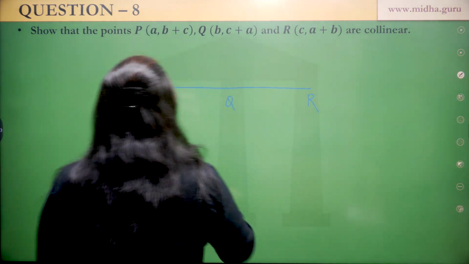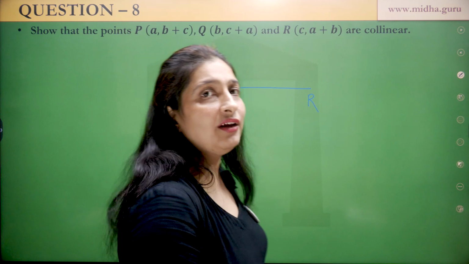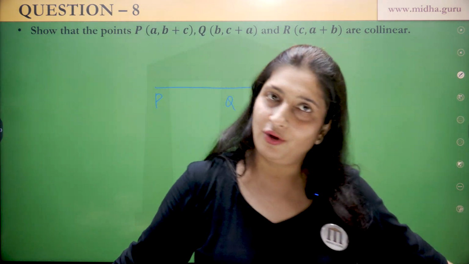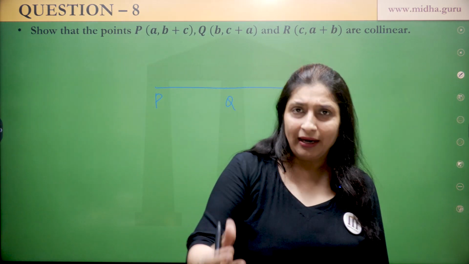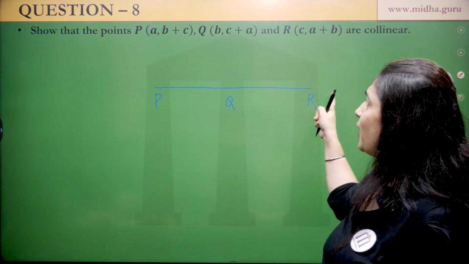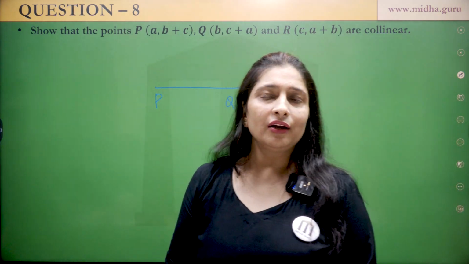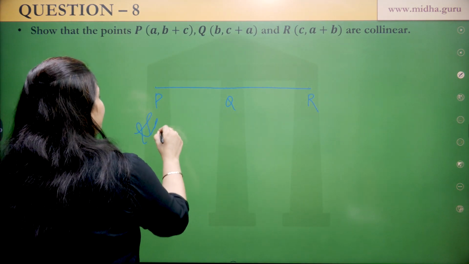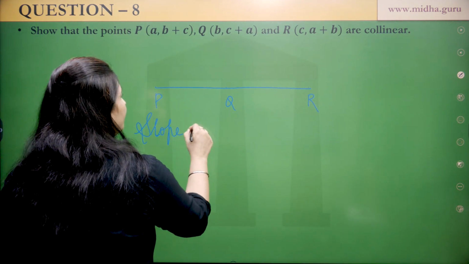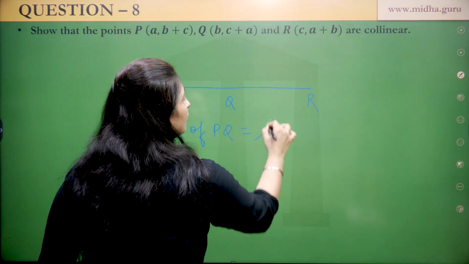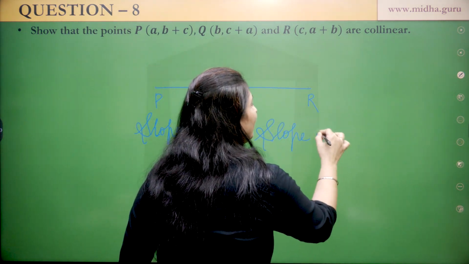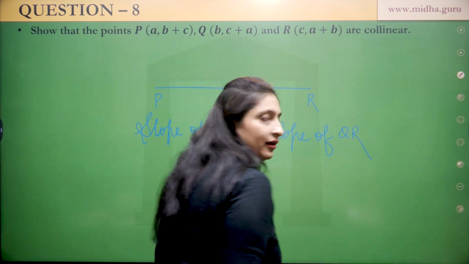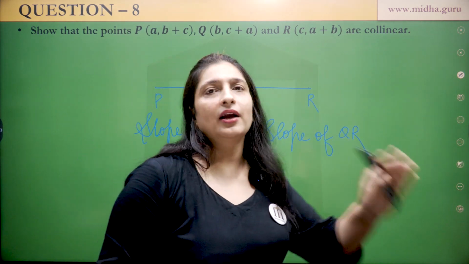You have to prove these 3 points as collinear. You don't have to use the distance formula. By the distance formula, you can prove that PQ plus QR is equal to PR, then the points are collinear. By using the slope, tell me. Using the slope, if you prove that the slope of PQ is equal to the slope of QR, then you can say P, Q and R are collinear.